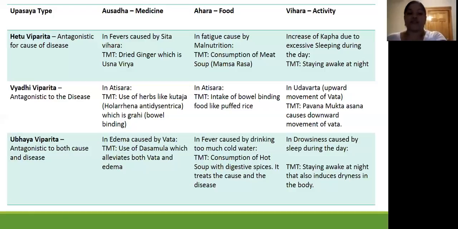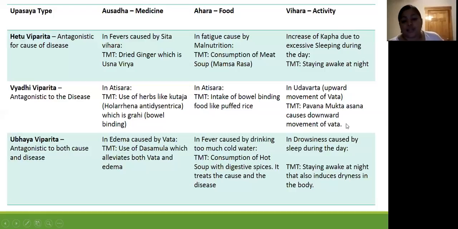Another example is food. Food that works for both the disease and the cause. So an example of this is in fever caused due to drinking too much cold water, you can consume hot soup with digestive spices. And what that does is it treats the cause, which is basically negating the cold water, as well as the digestive spices help to negate the issue with the fever. Okay, so this addresses the cause as well as the disease.